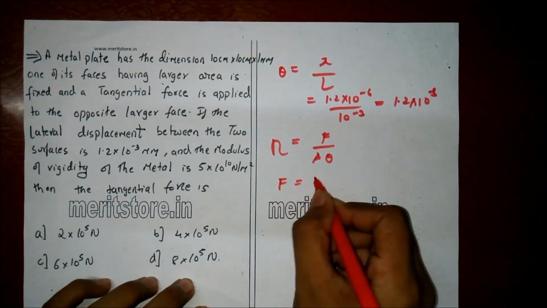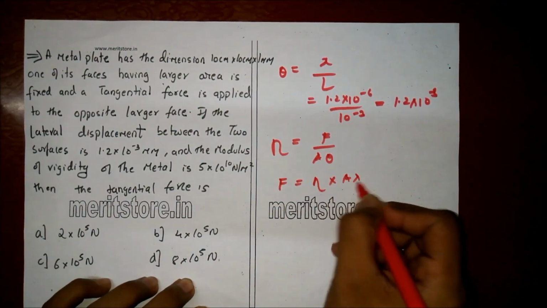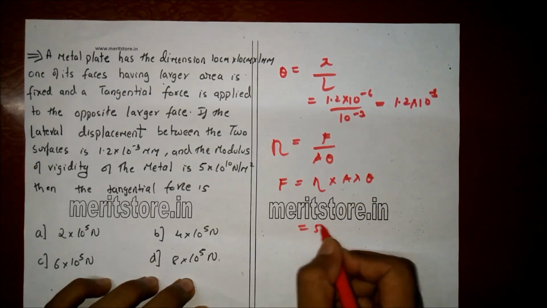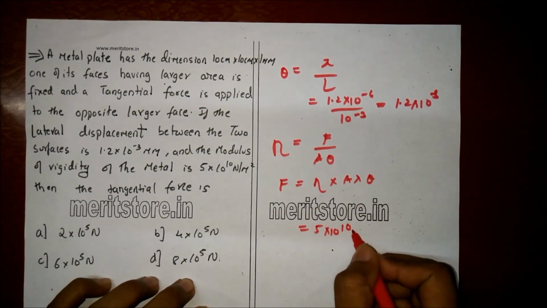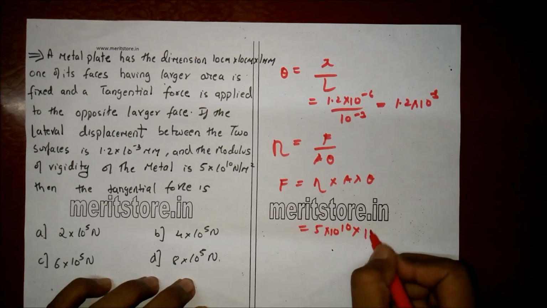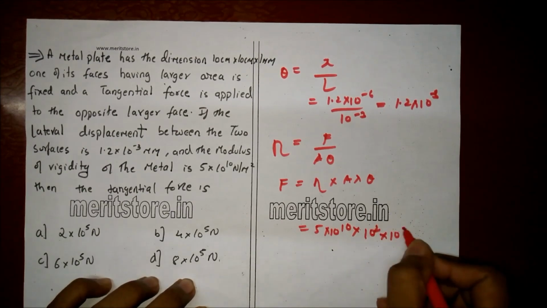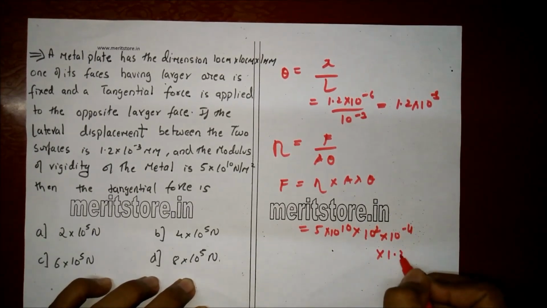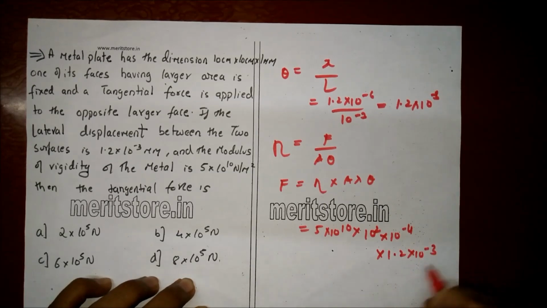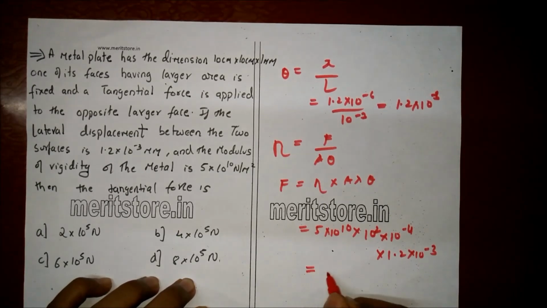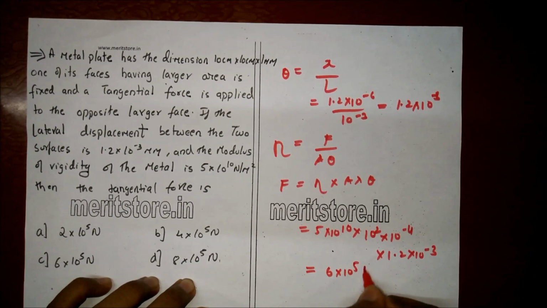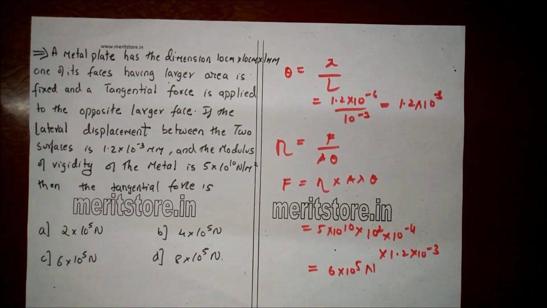Therefore, F will be equal to eta into A into theta, which is equal to 5 into 10 raised to 10 into 10 raised to 2 into 10 raised to minus 4 into 1.2 into 10 raised to minus 3. On calculating all this, we get the answer as 6 into 10 raised to 5 Newtons. Therefore, here the correct answer is option C.